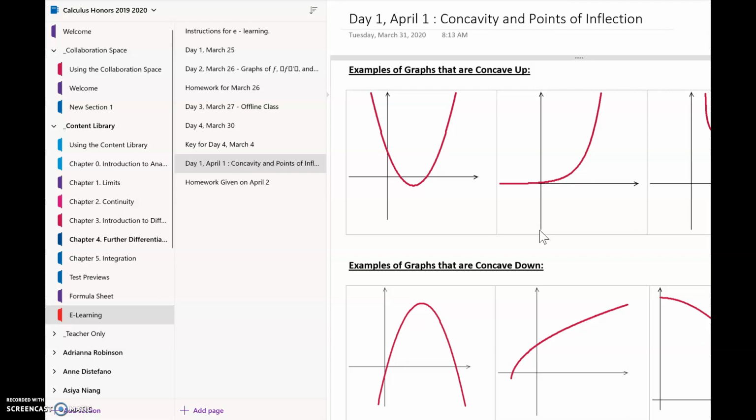What we're going to do here is continue on from what we did on Wednesday, April the 1st, where we were talking about concavity and points of inflection. This page that I'm looking at on OneNote is in your content library. I think I've also sent it around to your individual notebooks. It's under the e-learning tab, and because it was from April the 1st, the title on the page is Day 1, April 1, Concavity and Points of Inflection. So hopefully you're able to find it.